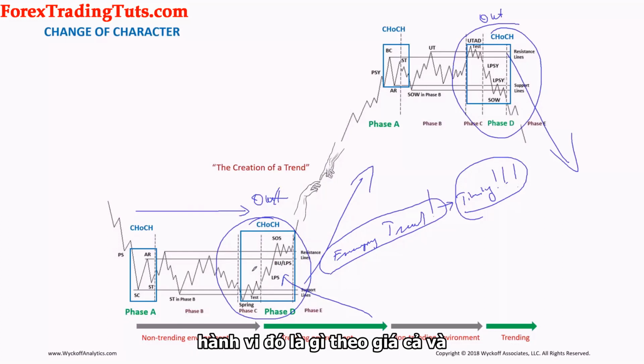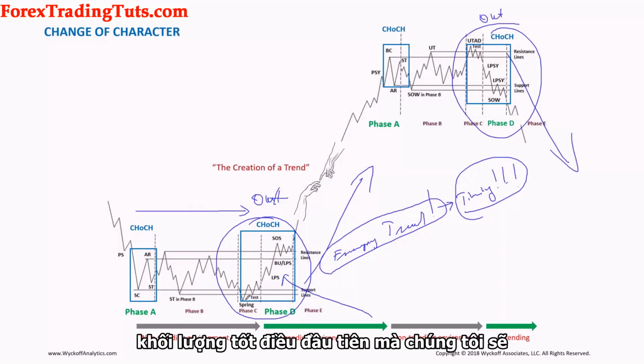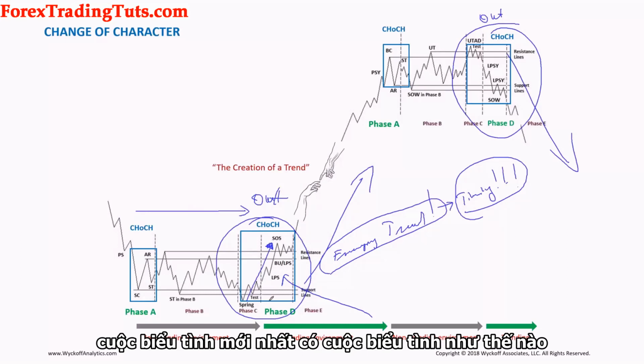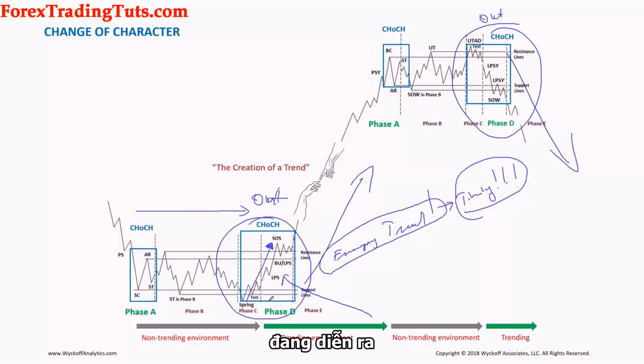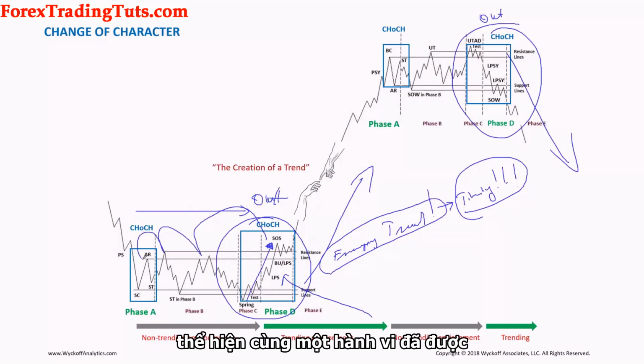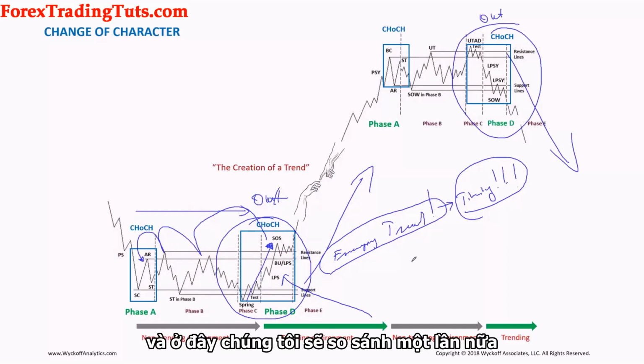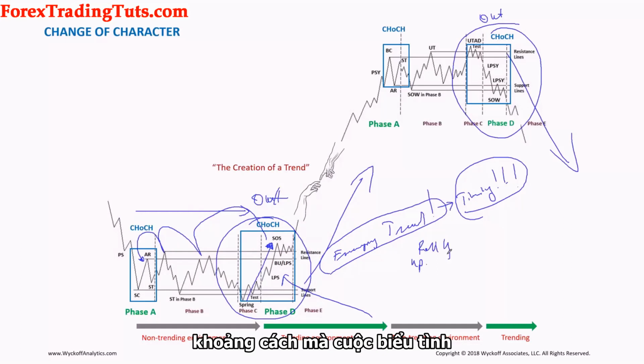What is that behavior by the price and volume? Well, the first thing that we will notice is that, on the price side, we want to see the difference between how the most current rally has been unfolding relative to the behavior that was exhibited in the trading range before. And here we would be comparing, again, the distance that the rally is increasing.